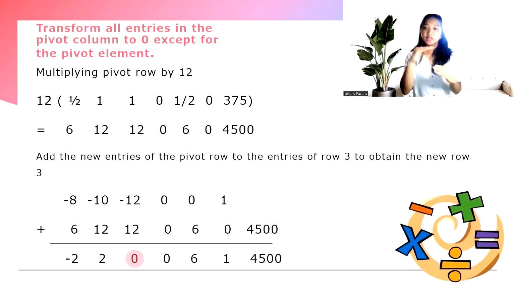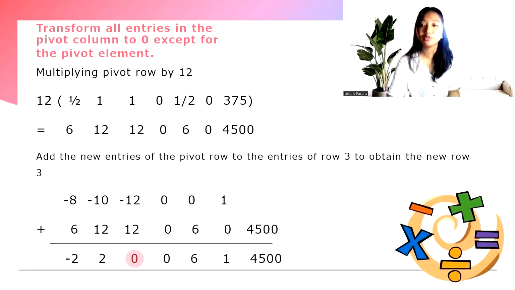So that result, we have to add it from our previous row 3, as you can see. So to add, negative 12 plus 6, we have negative 2. Negative 10 plus positive 12, that is 2. Negative 12 plus positive 12, we have 0. 0 plus 0 is 0. 0 plus 6 is 6. 1 plus 0 is 1. And bring down 4,500.